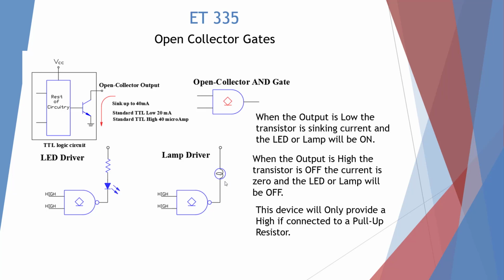Here the internal resistance is built into our lamp. So when the output is high, the transistor is off and the current is 0, and the LED or lamp will be off. This device will only provide a high if connected to a pull-up resistor. So the good thing about this device is we could actually put different voltages on this than our TTL voltage. We could actually drive this lamp with 12 volts because all we're doing is providing a ground.